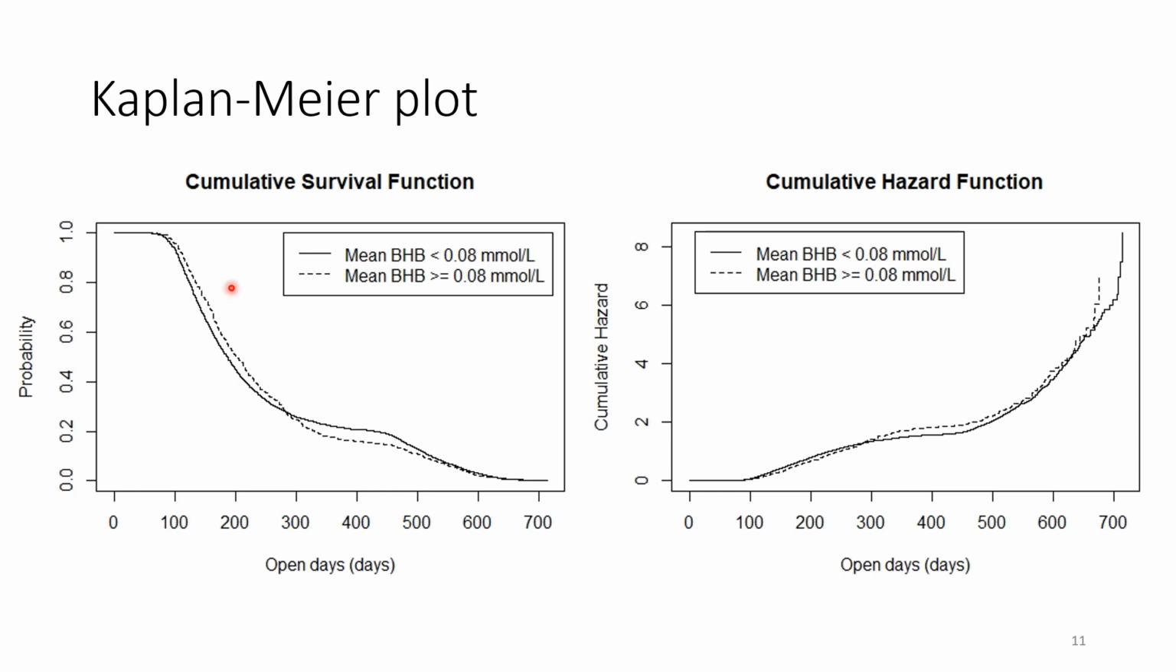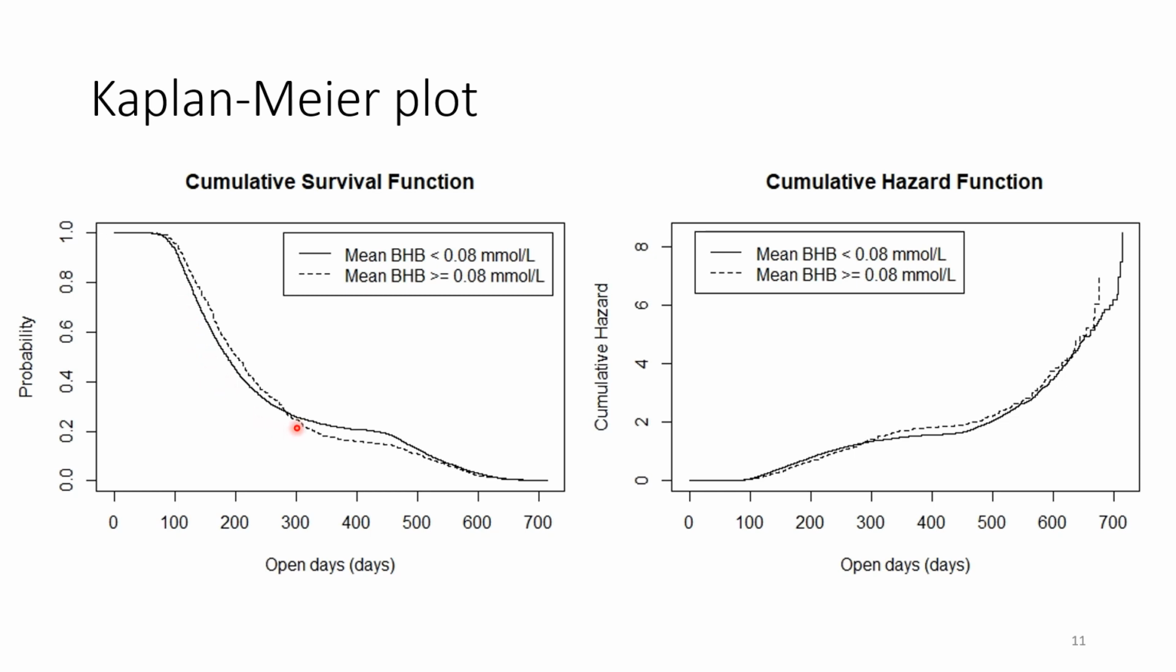So first, I did the Kaplan-Meier plots to see whether the survival functions among ketotic and non-ketotic cows are different. On the left-hand side, we can see that around open day 300, there is a cross. Within the 300 days, the cows with lower mean BHB value have a steeper line, which means the cows get pregnant more easily.